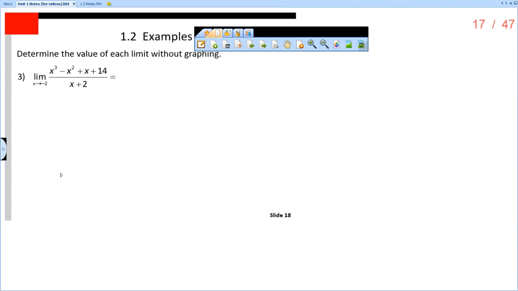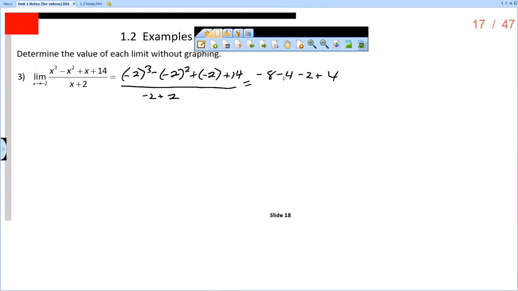All right, let's move on to slide number 18. All right, once again, same idea. We want to evaluate with negative 2. So I get negative 2 cubed minus negative 2 squared plus negative 2 plus 14, all divided by negative 2 plus 2. All right, so negative 2 cubed, remember that means negative 2 times negative 2 times negative 2, which is negative 8, minus negative 2 squared, so that would be minus positive 4. So minus 4, and then minus 2, and then plus 14. So negative 8 minus 4 is negative 12, minus 2 is negative 14, plus 14, of course, gives me the 0 that I expect.